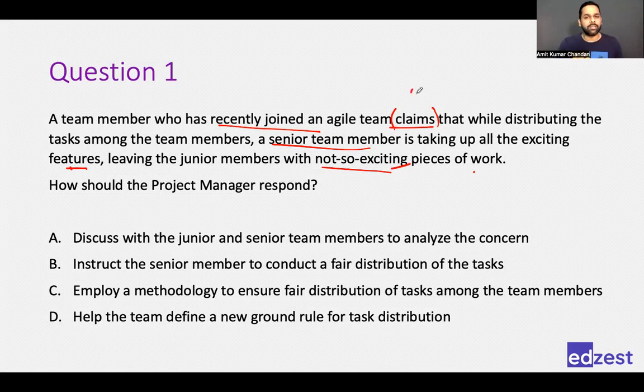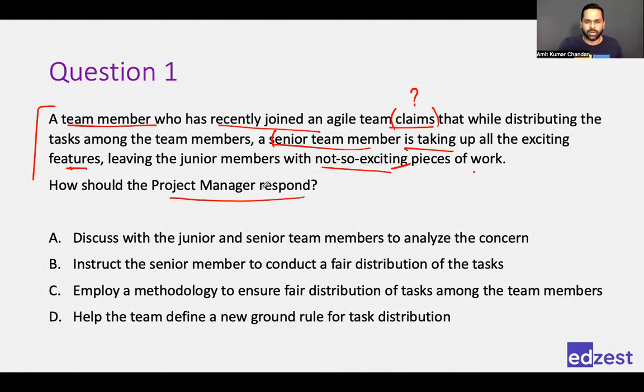But it is just a claim, and this you must spot whenever you are reading the questions. As a project manager, you need to understand that most of the projects fail because of lack of communication or miscommunication. Hence PMP tests you as a project manager whether you also fall to the miscommunication or you take the right kind of decisions. If you read this question, you realize that it is just a claim from a team member. It might or might not be the problem. It might be true that the senior member is taking up the exciting work, or it might not be true.